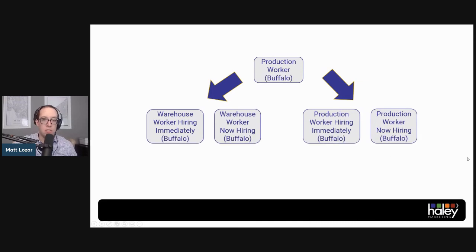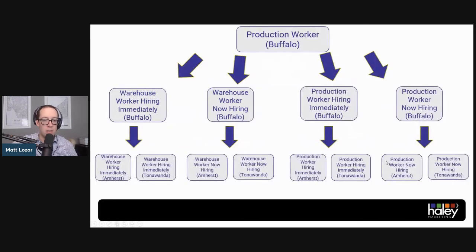Now we have cities. Let's say this job's in the city of Buffalo. So we still only have 5 jobs, but stay with me here to the next slide. We increased a lot. We went from 1 job to 5 jobs to now 13 jobs because we have the warehouse worker hiring immediately in Buffalo, Amherst, and Tonawanda. Same thing for this title, warehouse worker now hiring in Buffalo, Amherst, Tonawanda. Production worker hiring immediately, Buffalo, Amherst, Tonawanda. Production worker now hiring, Buffalo, Amherst, Tonawanda.